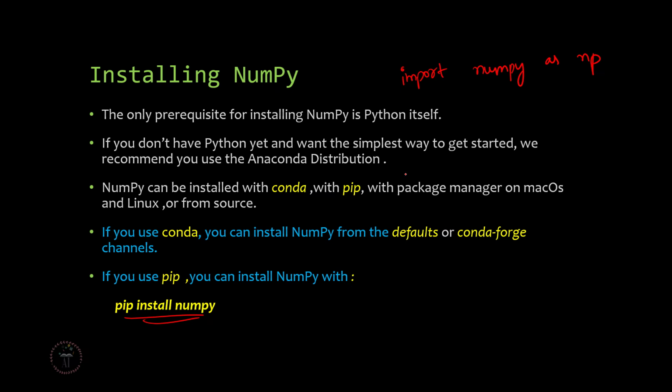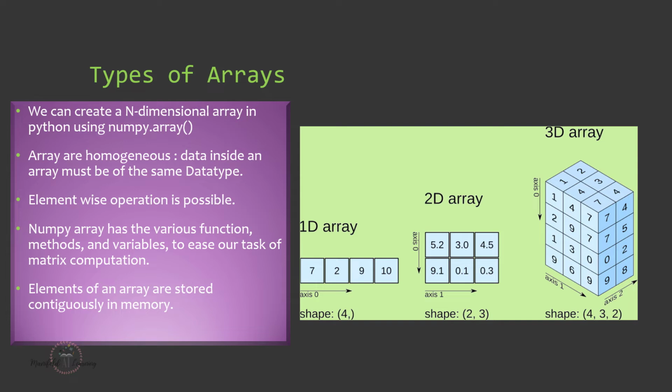Now, when it comes to NumPy arrays, here we actually create an object, and this object will have the data type of numpy.ndarray, which is nothing but an n-dimensional array object. If I want to create an n-dimensional array using the NumPy library, we make use of a very simple function called the numpy.array function.